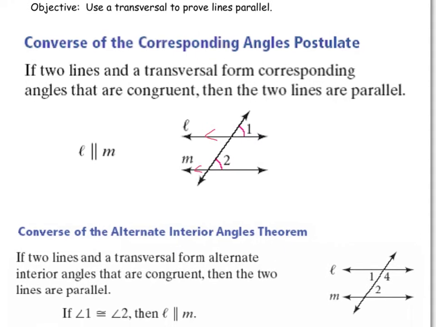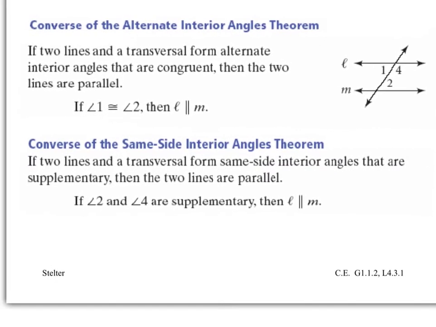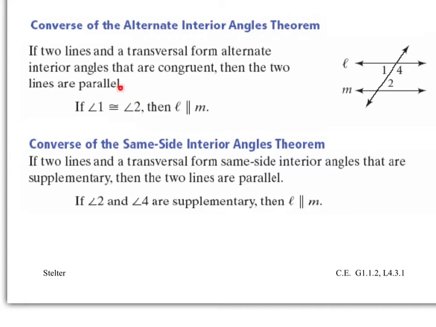Same with the converse of alternate interior angles. If you have two lines cut by a transversal and you have alternate interior angles that are shown congruent, so basically if angles 1 and 2 are congruent, then these two lines would have to be parallel because these angles are alternate interior and they're congruent. And the only time that can happen is if the two lines, in this case L and M, are parallel to each other.